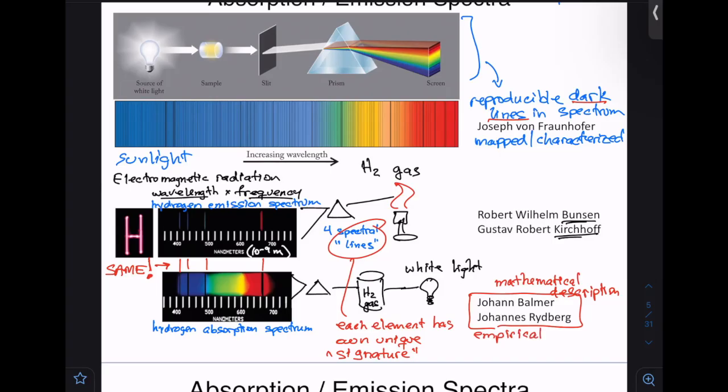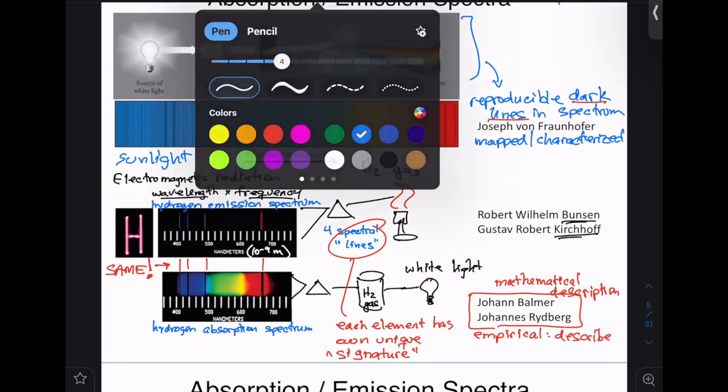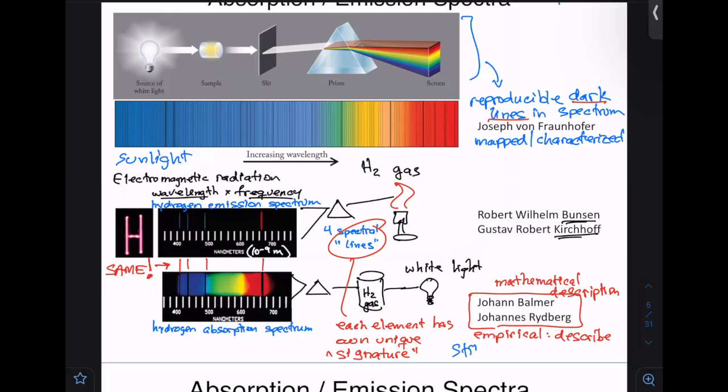meaning we can describe what these lines are, and we can predict where they are, but we still don't know why. There's still no theory as to why. Why is this happening? What is going on here?